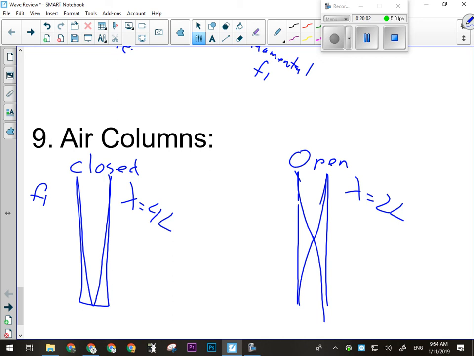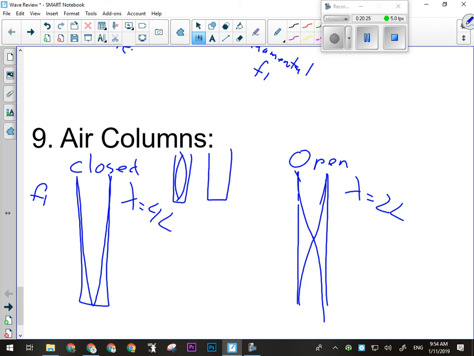Okay, what else do we need to remember about closed air columns? When do they make sound? Right, at odd numbered frequencies. Because this is at F1, but F2 looks like this. There's a node at the top. So while there's a wave in there, there's no sound.